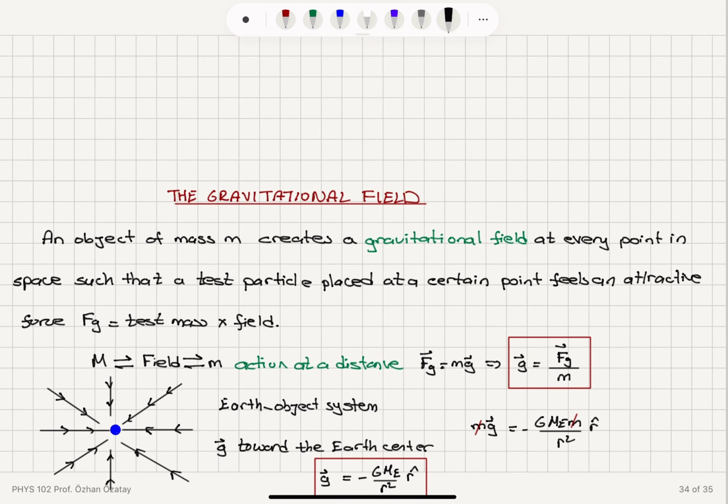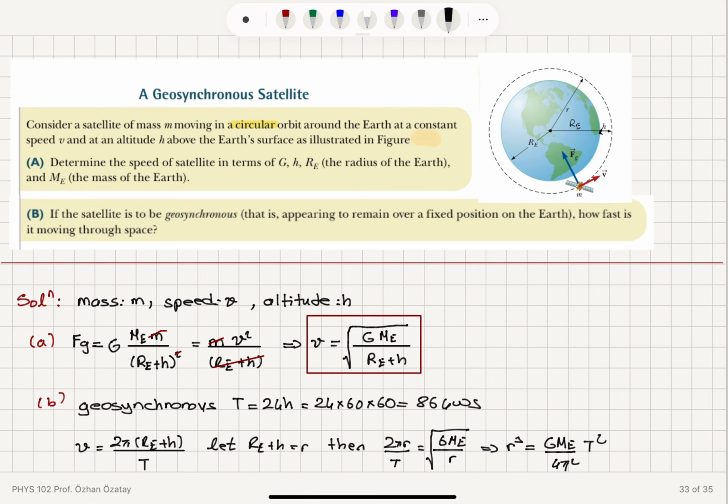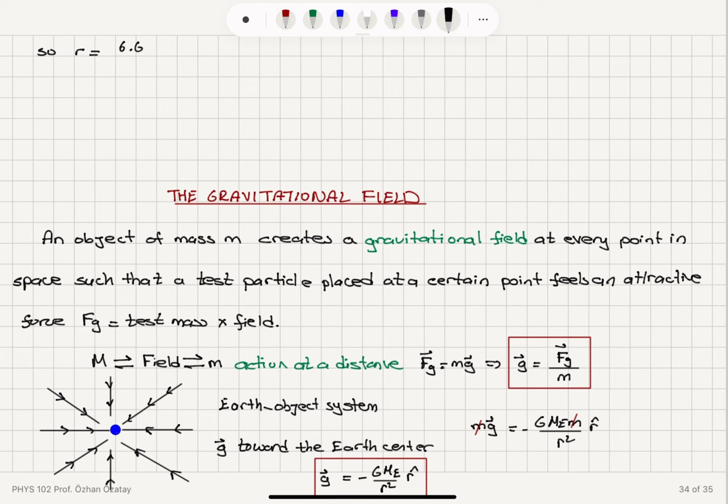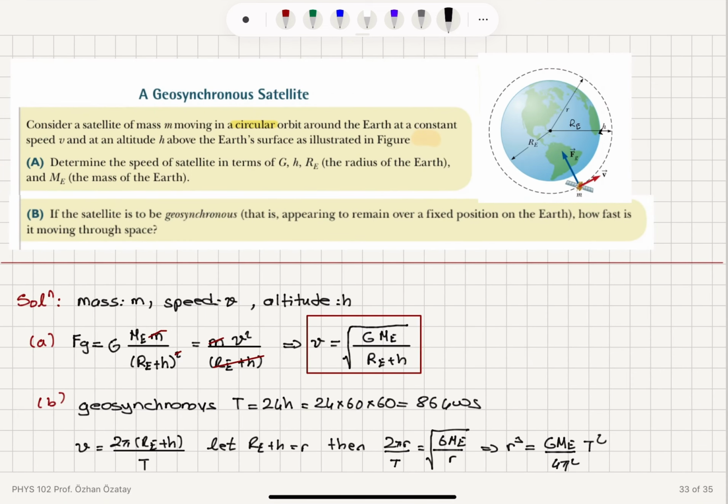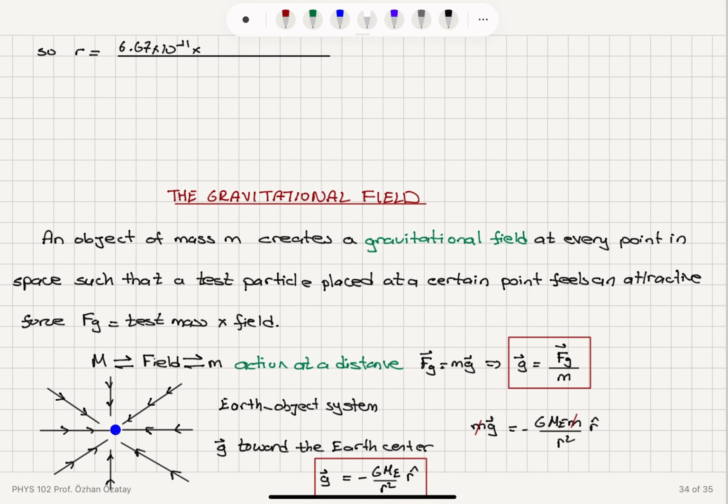So if we substitute the numbers, R is equal to G, 6.67 × 10^-11, times the period squared. The period is 86,400 seconds, so it is 86,400 seconds squared, times the mass of the Earth, 5.97 × 10^24 kilograms, divided by 4 pi squared, all to the power 1/3. So this gives us 4.22 × 10^7 meters.